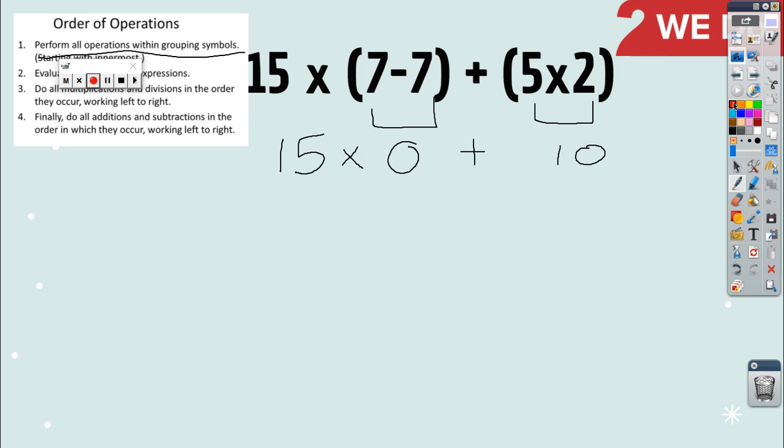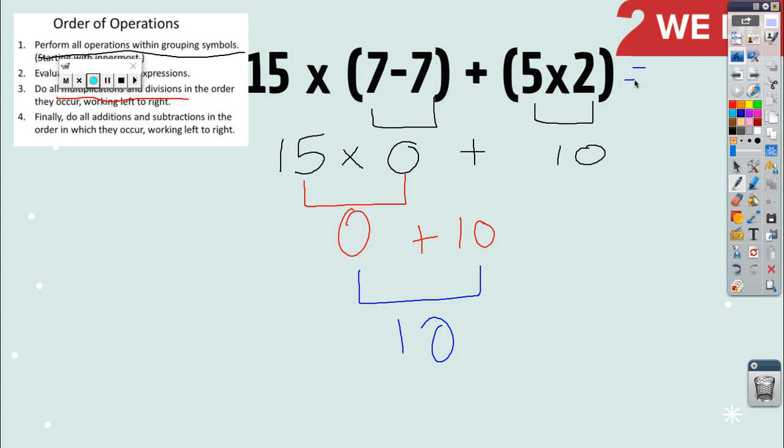Alright, so the next step says that we need to focus on multiplication and division. So that means we're going to do 15 times 0, which is 0. And then we're going to add 10 to it. So if we do 0 plus 10, this gives me 10. That means that 15 times 7 minus 7 plus 5 times 2 is equal to 10.